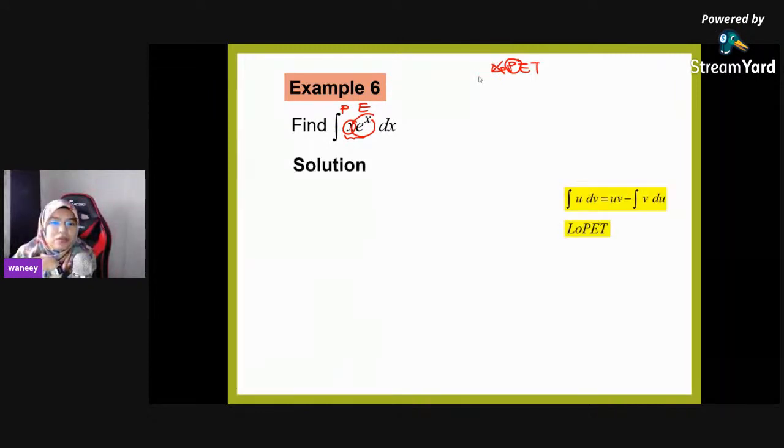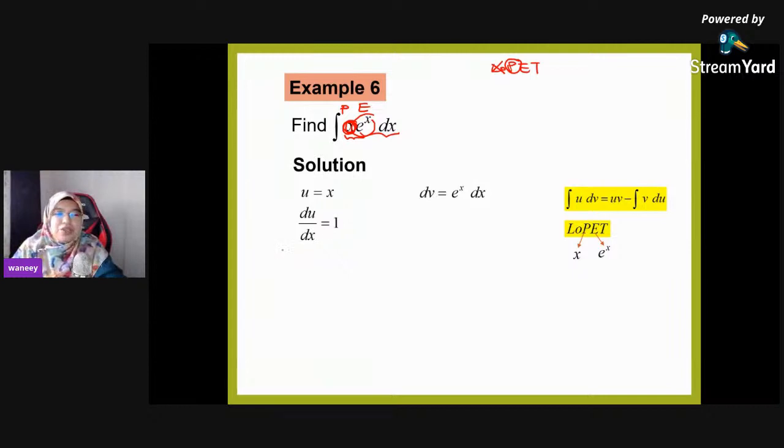Okay, so P is x, E is e to the power of x. So u will be equal to x, dv will be equal to e^x dx. Later when you highlight your x, whatever you have left will become your dv. So highlight the thing that we will take as u, and the rest will become dv. Now u, we're going to differentiate: du over dx is equal to 1. So du is equal to dx.